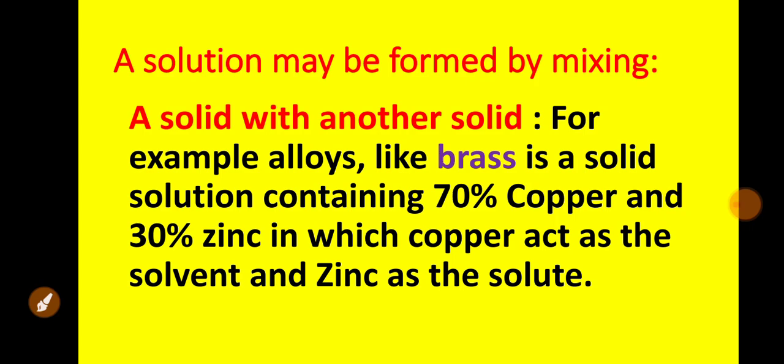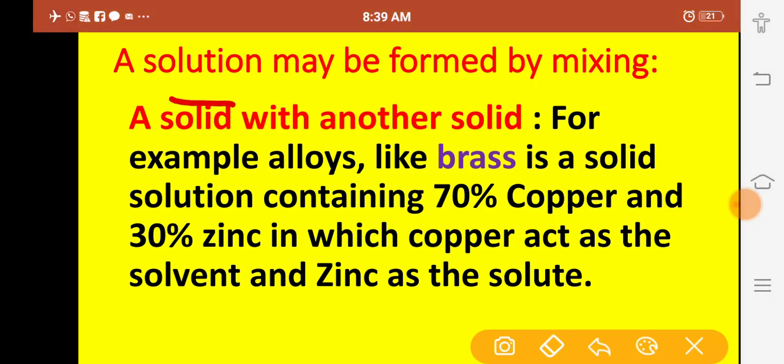Now, a solution may be formed by mixing a solid with another solid, meaning a solid-solid mixture. See, both components are solid, so you may write solid-solid mixture. It means a solution made by mixing two different solids. For example, alloys.